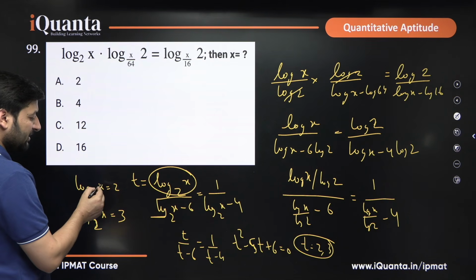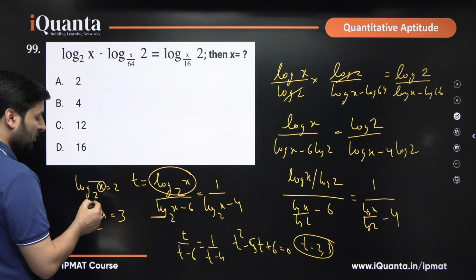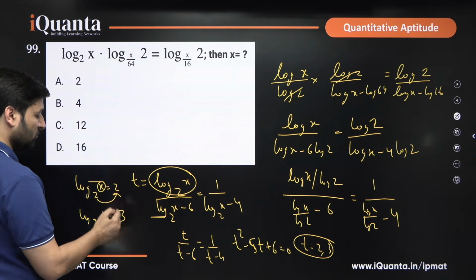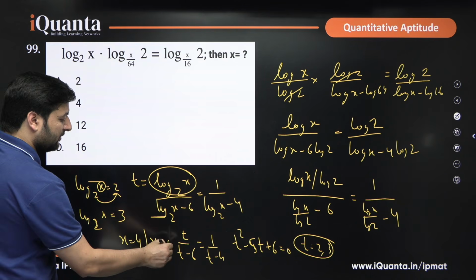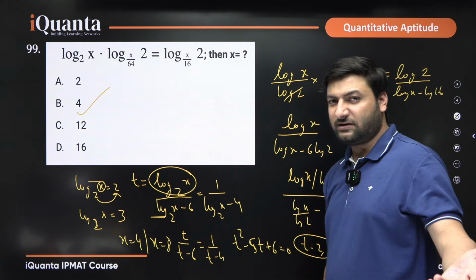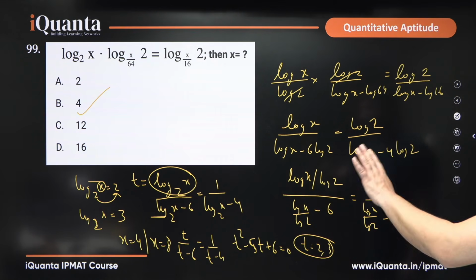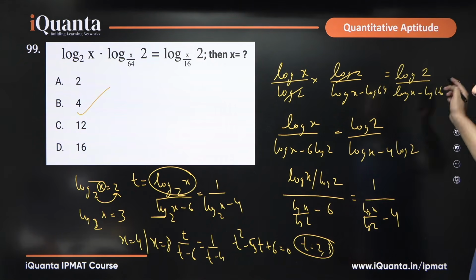Whenever you have something like this and you want the value of the variable, x is always equal to base power the number on the right hand side. So 2 square, x will be 4, or x will be 2 power 3, that means x is equal to 8. We only have 4 in the options, so option B will be the correct answer. That's how you have to solve such questions. It's a very good question.